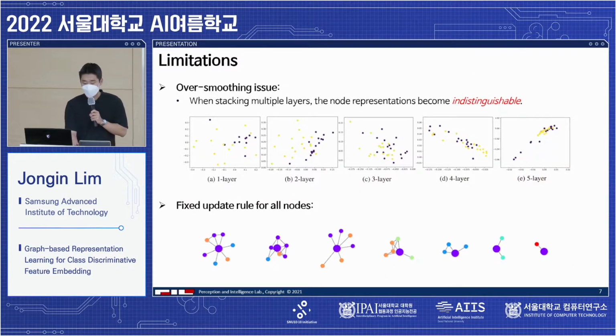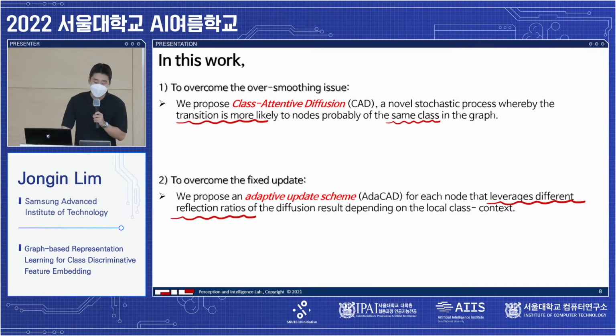However, there are two limitations. The first is the oversmoothing issue. When stacking multiple layers of GNN, the smoothed area grows large, and eventually the node representations in the entire graph become indistinguishable. The second limitation is that existing methods apply the same update rule to every node in the graph. Since each node in the graph is connected to neighboring nodes in different ways, as shown in the figure, applying the same update rule is not an optimal solution. In this work, we propose a new GNN model overcoming those limitations.